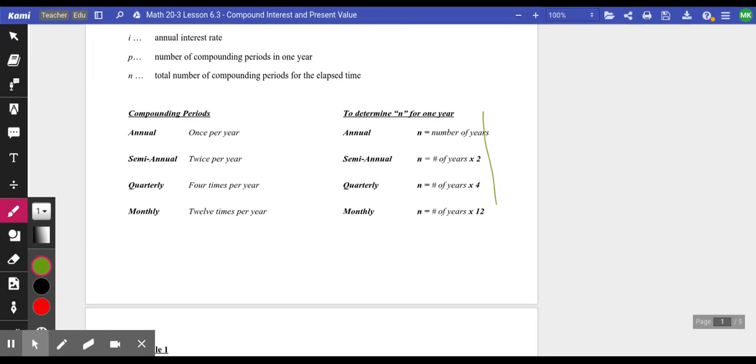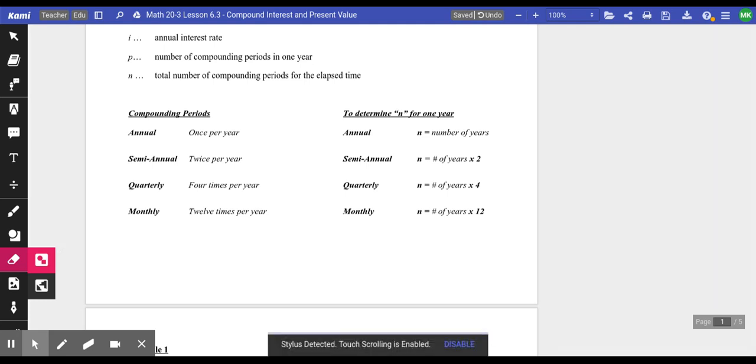Hello, Math 20-3. Oh, my computer just glitched me out all over the place here.